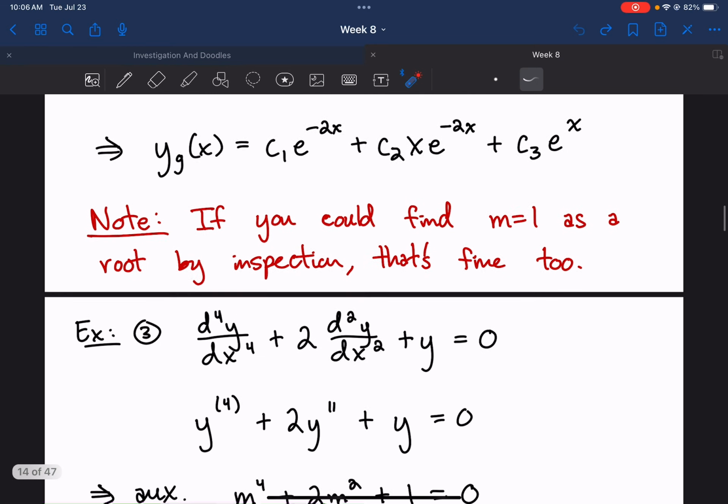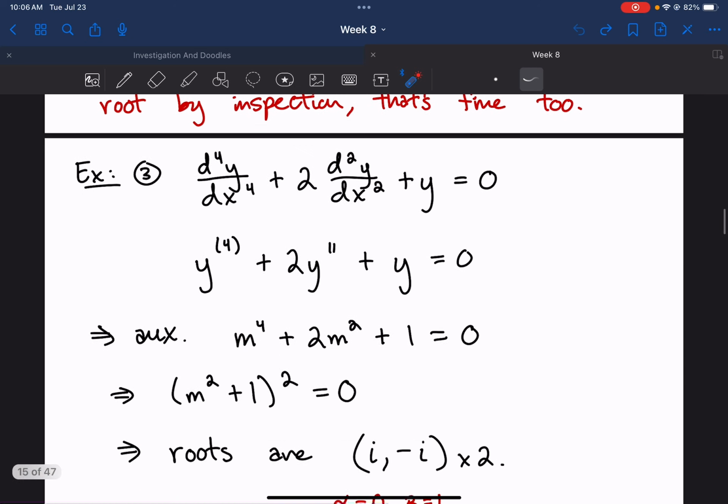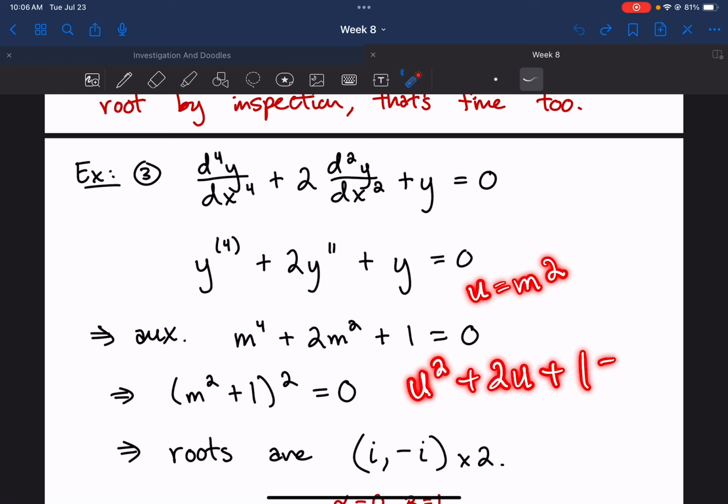Okay, let's try again. Fourth derivative plus 2 times the second derivative plus no derivatives equals 0. Convert it to the prime notation, because it's a little easier to see. The auxiliary equation is m to the fourth plus 2m squared plus 1 equals 0. You can make a substitution that u equals m squared. And in this case, you'll have u squared plus 2u plus 1 equals 0.